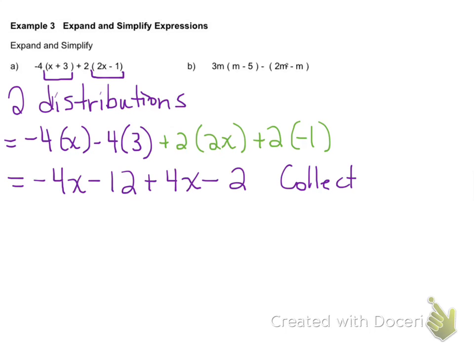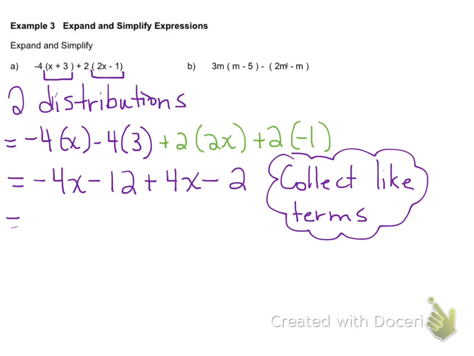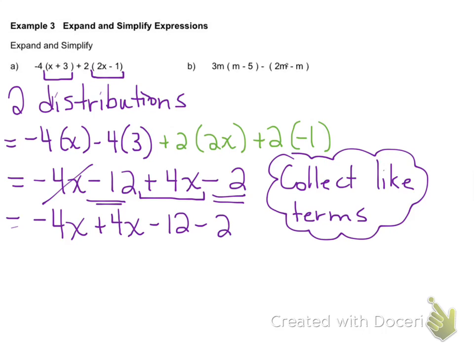At this point, we're going to go back to the section which is collecting like terms. And we're going to go ahead and put our like terms together side by side. So we're going to start with -4x, and we can see that there is a like term with +4x. So -4x, +4x are like terms because they have identical variables and identical exponents. Then we've got -12 and -2 that are also like terms. -4x plus 4x is 0x, and -12 minus 2 is -14.